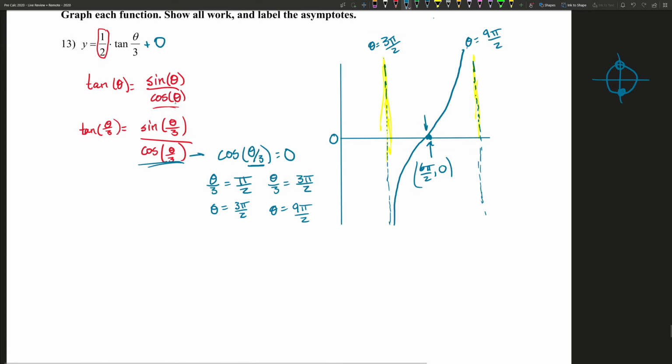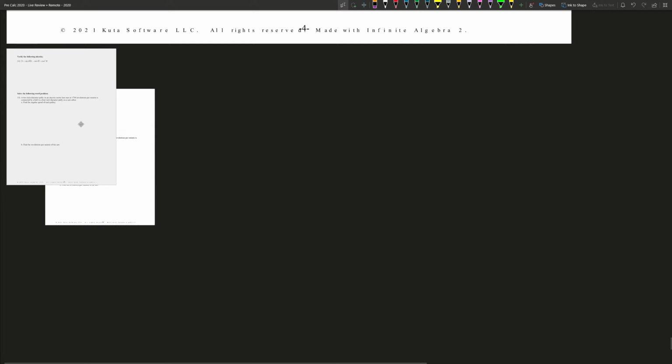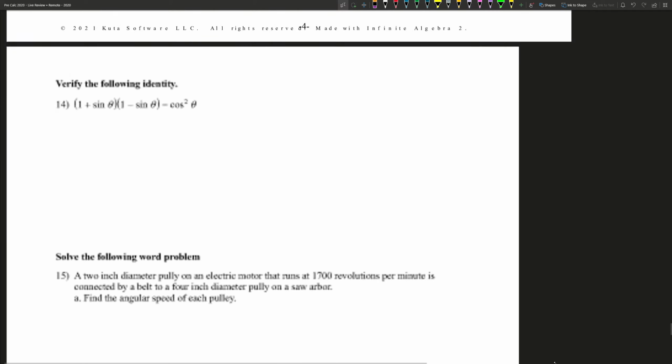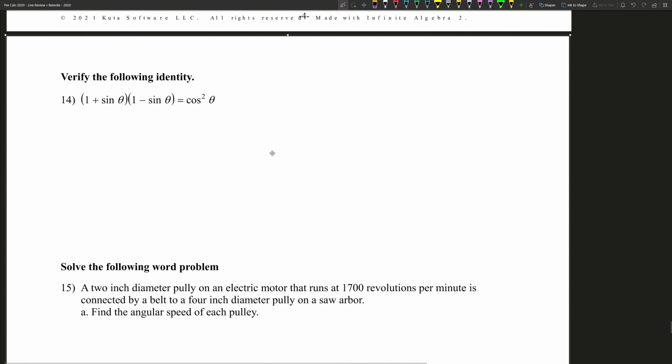Okay, we got a couple more. So last page. Number 14, we got to know those identities. So we got to know the ratio identities, I think is what you call them, the Pythagorean identities, and then the inverse identities. And that'll help you get number 14.